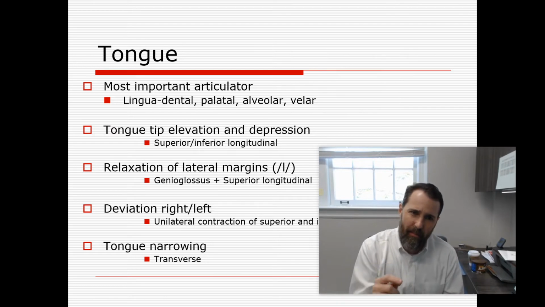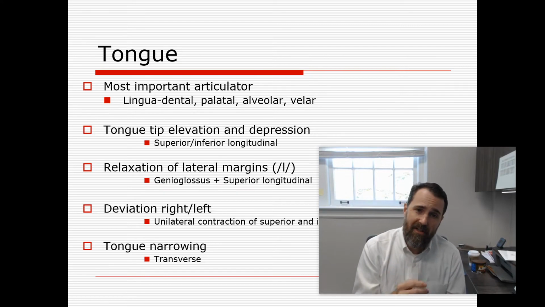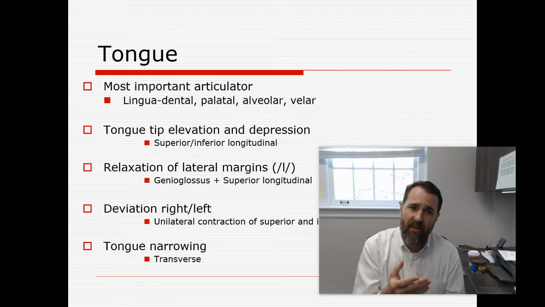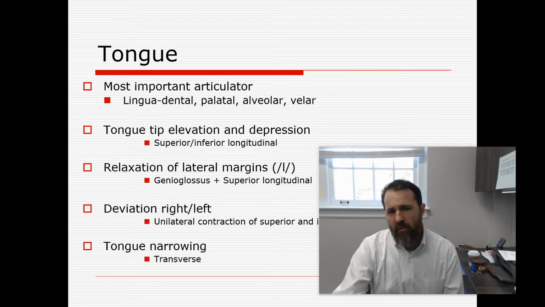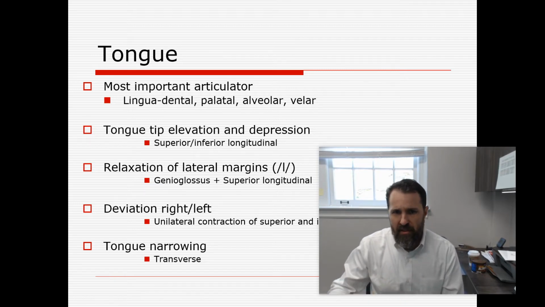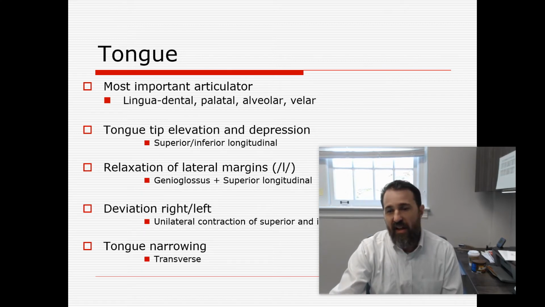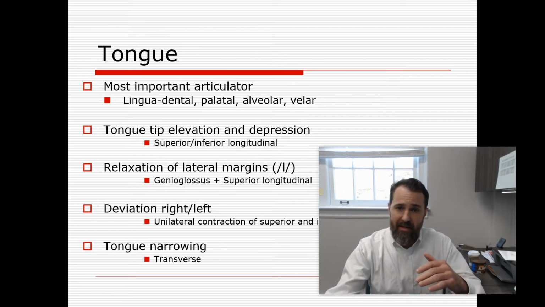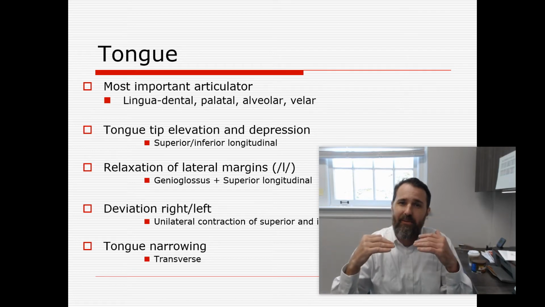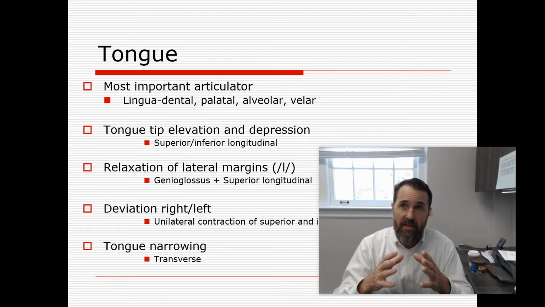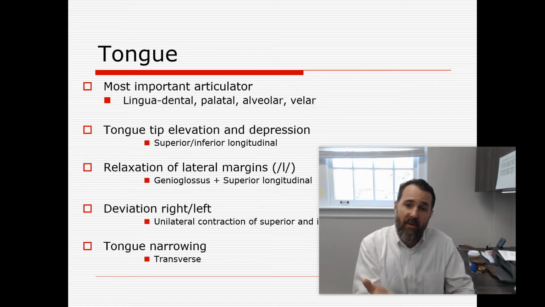And also keep in mind that for the articulation of those lingual alveolar consonants, that is your superior longitudinal muscle bringing the tip of your tongue up to the alveolar ridge. For the production of the L phoneme, that is in part the genioglossus, which is pulling the tongue down, while the superior longitudinal muscle works to raise the tip of the tongue for the L phoneme.